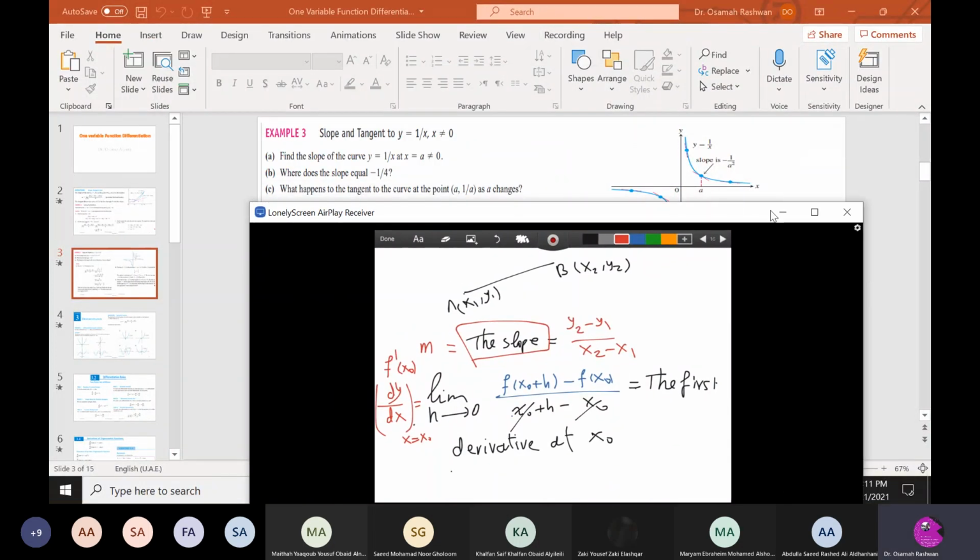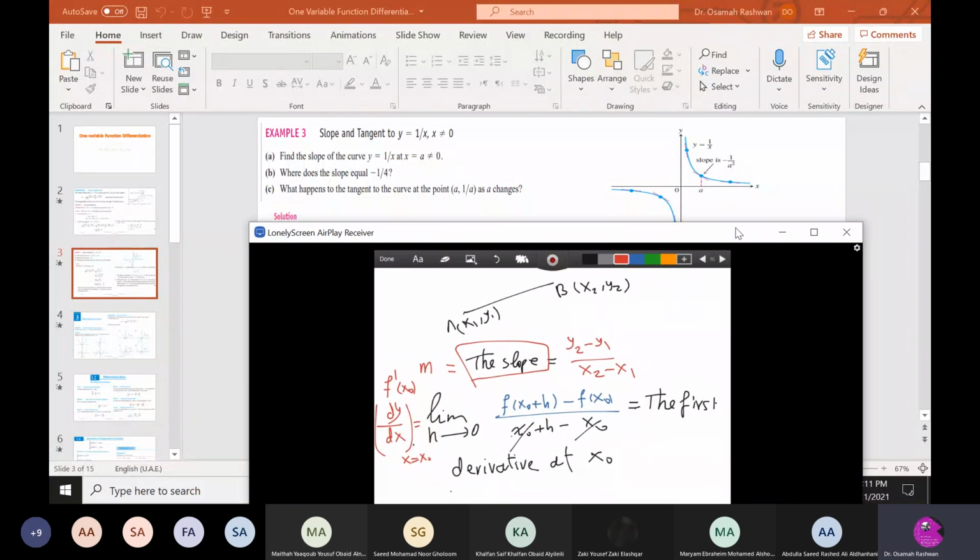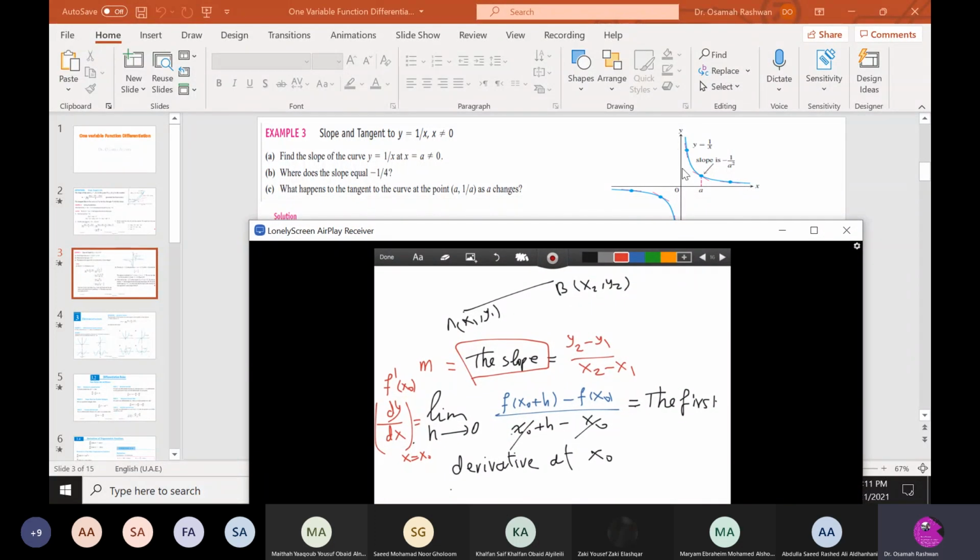If you graph this line using Desmos, 1 over x, as you remember, we have the vertical asymptote at x equal to 0 and the horizontal asymptote y equal to 0, because the degree of the numerator is less than the degree of the denominator, right?